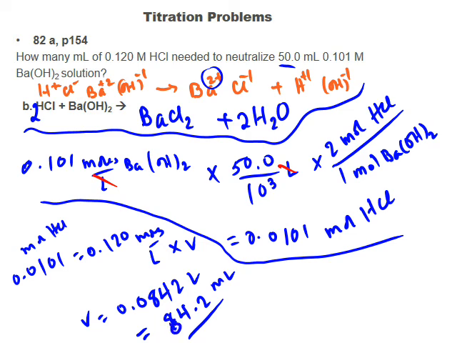I think this is not very clear. Let me rewrite this. For some reason, I could not write it well. So if you multiply by 1000, you get 84.2 ml. I think it looks a lot better now. And that's the answer to this question.